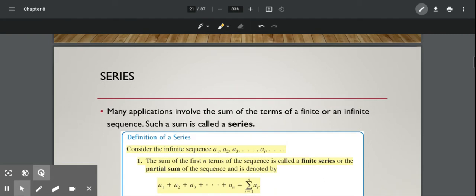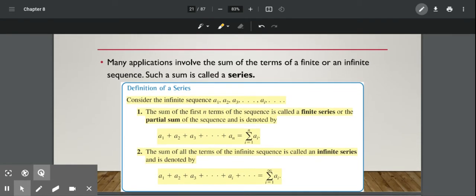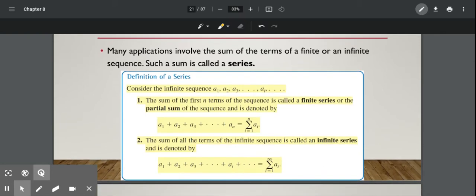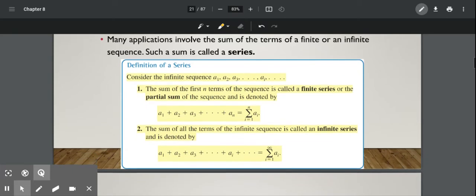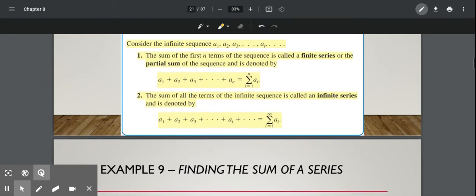So now going into series, many applications involve the sum of the terms of a finite or infinite sequence, and the sum is called a series. So the difference is the sequence is just a set of numbers. A series is the sum of all of those numbers. So that formal definition says, consider your sequence the sum of the first n terms. So if we add a finite number of terms, it's a finite sum. And if we add an infinite number of terms, we can actually find an infinite sum.